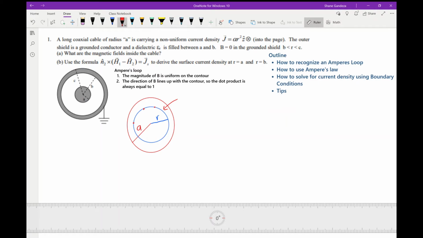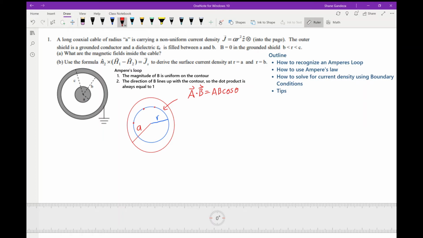The second requirement is that the direction of B lines up with the contour, so the dot product is always equal to 1. Okay, so what is a dot product? Well, the basics of it is that vector A dot vector B is equal to the magnitude of A times the magnitude of B, times the cosine of the angle between them. So if I draw two vectors, this is A, this is B, this is the angle between them. Well, here we need cosine theta to be cosine of 0, so that's equal to 1.